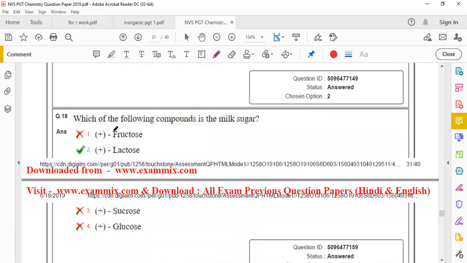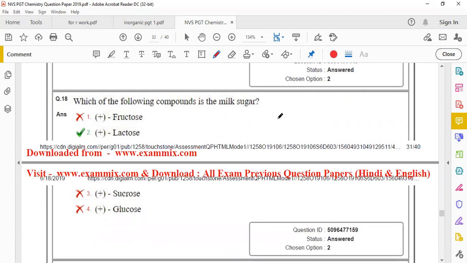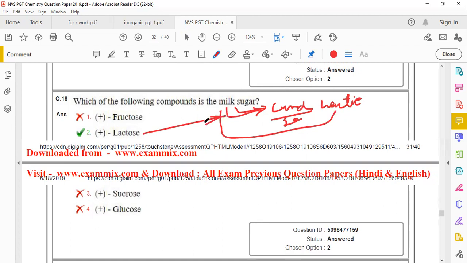Next question is which of the following compounds is the milk sugar? In milk sugar, what will happen? You might know we can change milk into curd, right? Curd में change कर दे. In curd there is lactic acid, right? Curd is sour in taste, so acids are sour in taste. So how is lactic acid formed from milk? Because milk has lactose. Lactose sugar is present in the milk. So when it changes into acid, it is called lactic acid. In that way, you can remember.